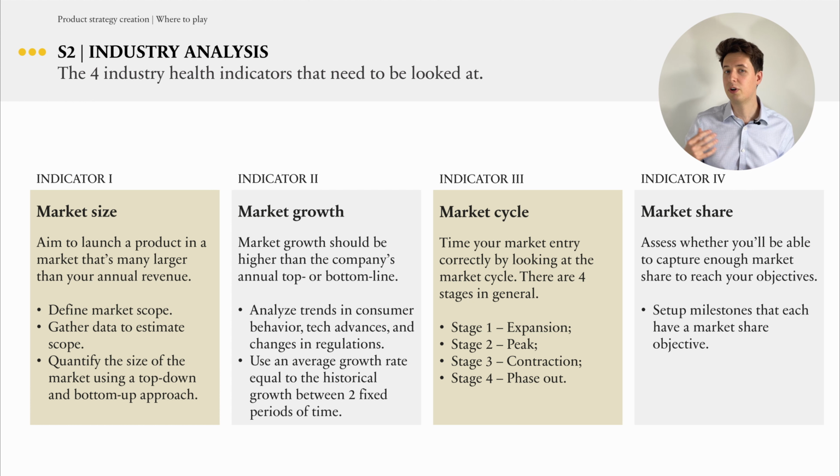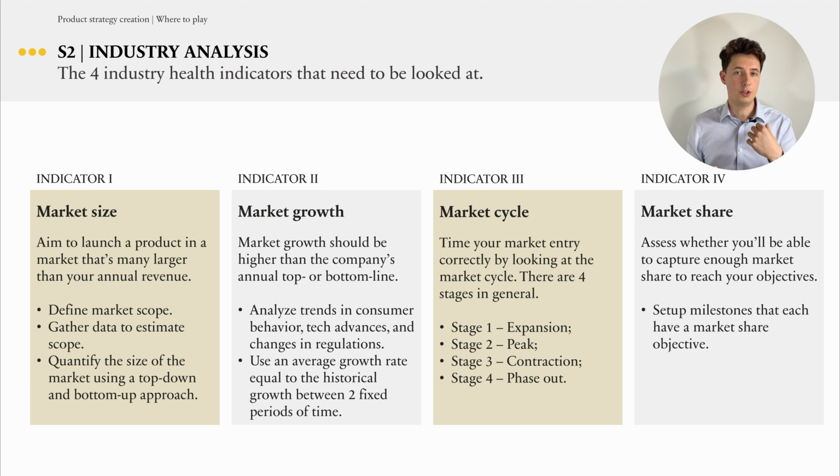There are many forecasting methods out there, like compounded annual growth rates, seasonality growth rates, moving averages, etc. Tackling each one of these would take us outside the scope of this course, so I would just suggest to simply use an average growth rate equal to the historical growth between 2 fixed periods in time. So okay, that was the size and the estimated growth rate.